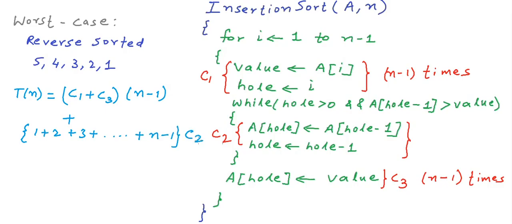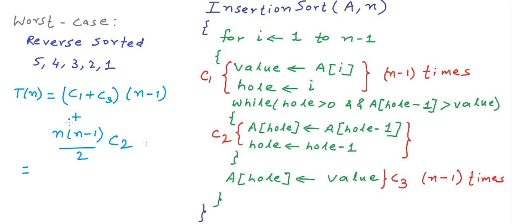And if we will evaluate this arithmetic progression, we will get n into (n-1) by 2. And when we will reduce this whole expression further, we will get a polynomial something like a(n square) plus b(n) plus c, where a, b and c will be some constants in terms of c1, c2 and c3. And this will belong to the set big O of n square, which is another way of saying that for very high values of n, the rate of growth will be pretty similar to the growth of n square. These lower order terms will not matter.